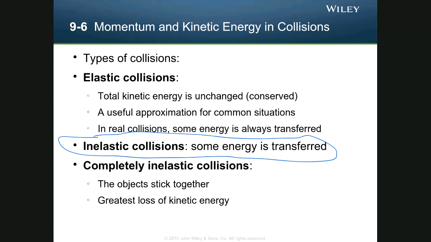Because if you only lose a tiny bit of energy, you can look at the properties and say, I have an elastic collision. And then you will see stuff where it's completely inelastic, which is where the objects stick together, and there's a maximal loss of kinetic energy. All right? So when we solve problems, we're going to stick to elastic collisions and completely inelastic collisions.